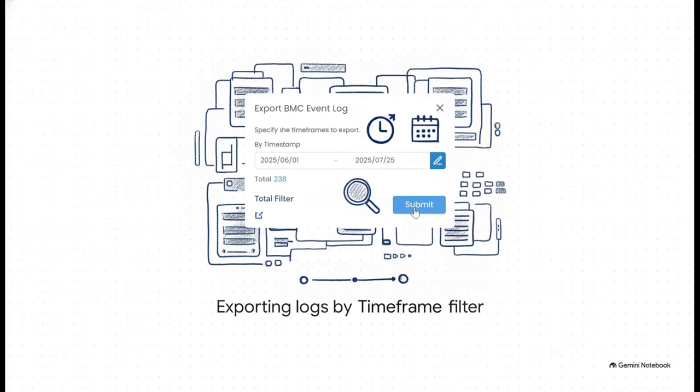You literally just punch in a start date and an end date. It even gives you a handy little total count at the bottom so you know exactly how many events, in this case 238, you're about to export.